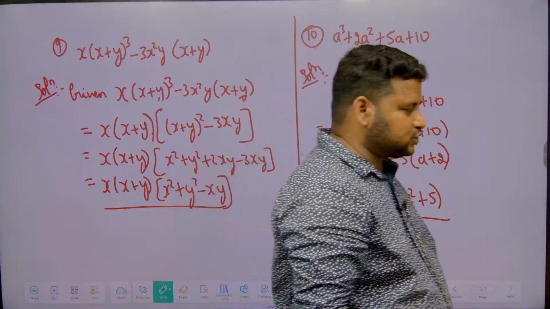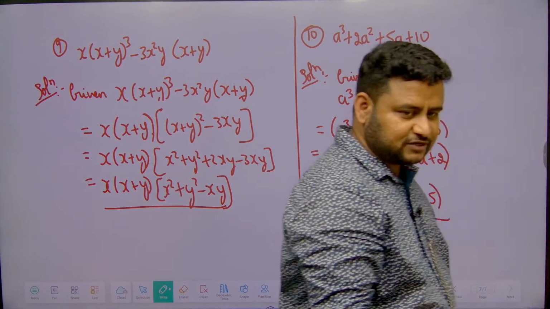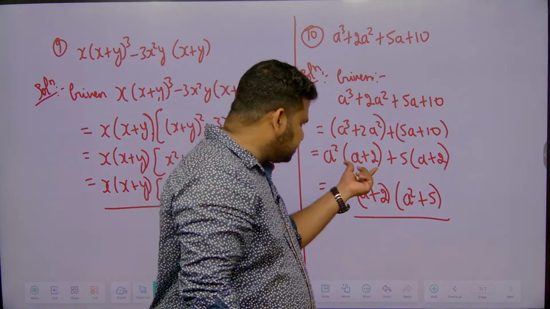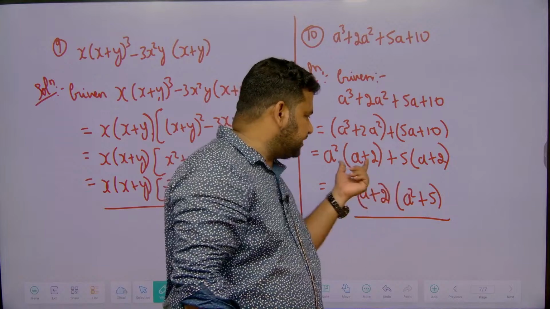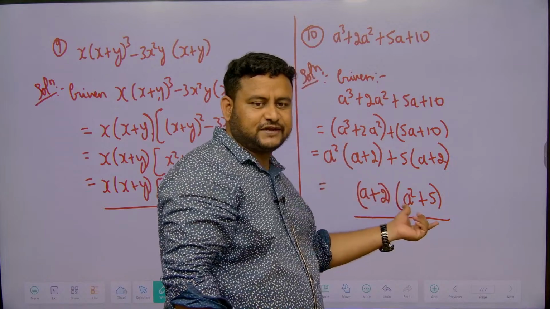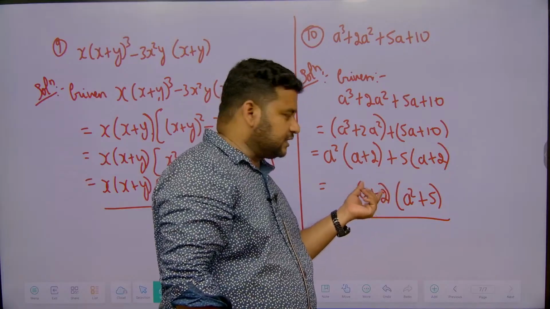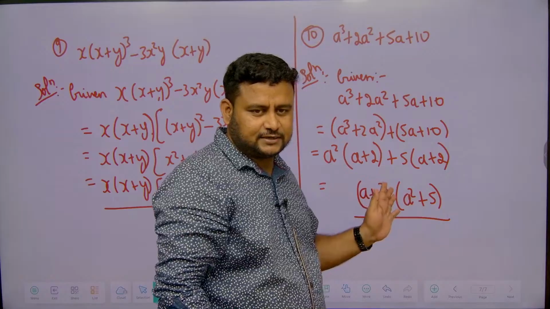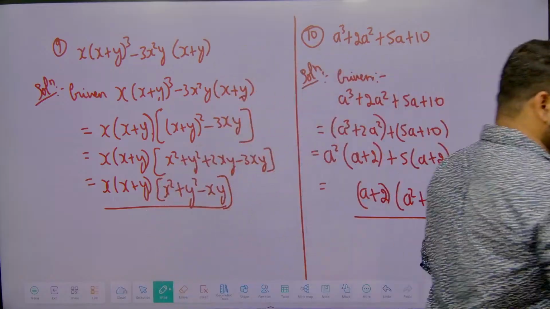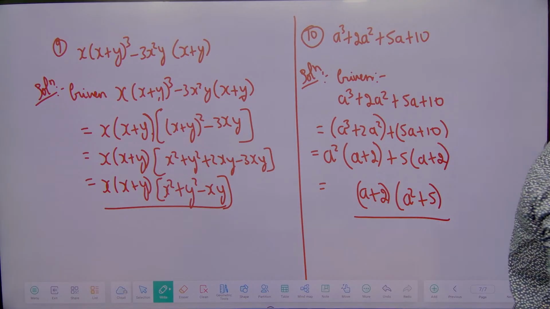Okay, understood? So for such a question, what you should do? Observe carefully, very important step. A plus 2 is there, a plus 2 is there. What you will do? Take a plus 2 outside. If I take a plus 2 common, what is left out? A square plus 5. That is it. What I did here, a plus 2 I took common, then it will become a square plus 5. So this is the final answer. Got it? Clear? Okay, some more questions we will be doing.